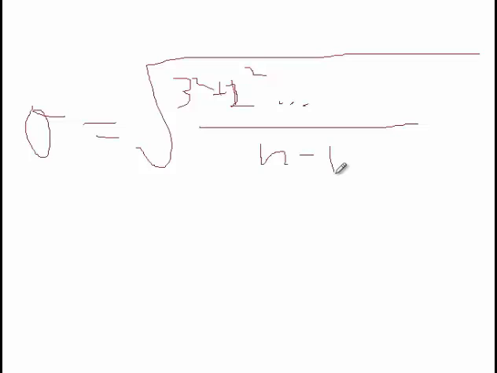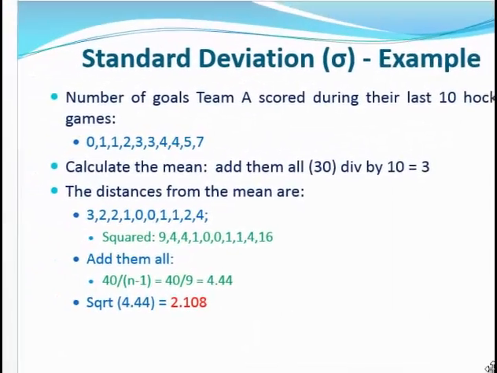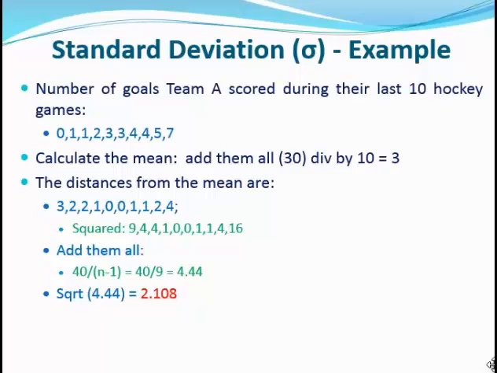Whenever we talk about n in this course, we're talking about the sample size. So it would be 3 squared, plus 2 squared, plus 2 squared, plus 1 squared, plus 0 squared, plus 1 squared, plus 1 squared, plus 2 squared, plus 4 squared. You can then do it on a calculator, and the answer would come out to 40 altogether, divided by 9, which is 4.44, and take the square root of that.